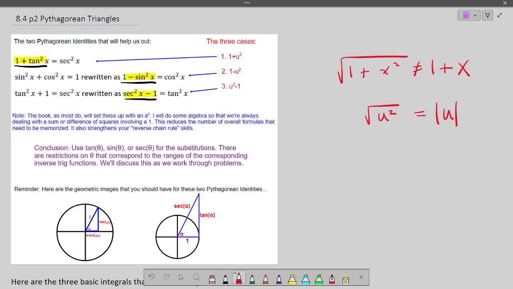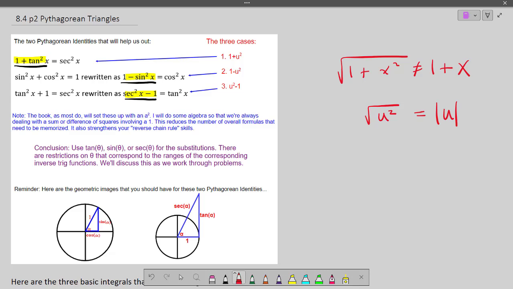And so that's kind of our strategy: if we can take our sum or difference of squares and turn it into a single square, we can use that square root. We can then implement the square root. But as soon as there's two terms inside the square root, we're kind of stymied. So that's kind of where we're going.